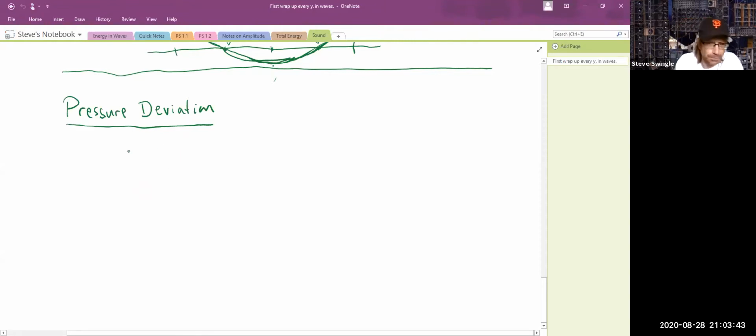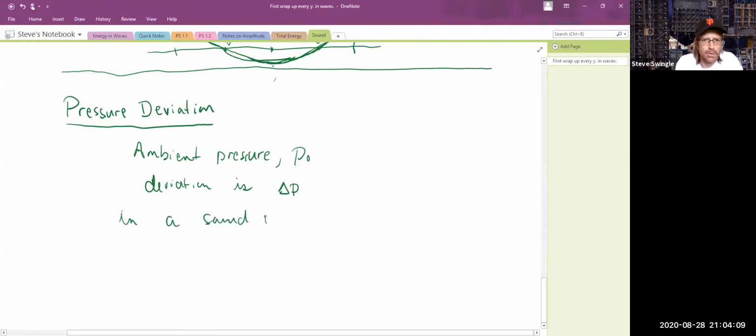But so the pressure deviation. The idea is that there's an ambient pressure. We're totally out of time. Let's call this P0. And then the deviation is delta P. And in a sound wave, delta P could be written like this: delta P max, something like this. And I could say sine kx minus omega t.